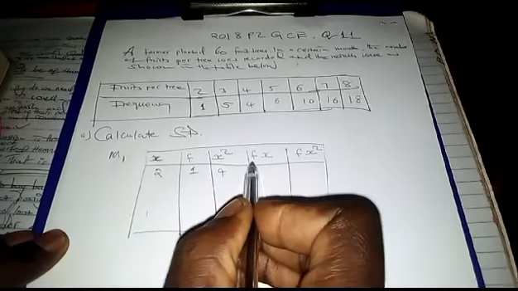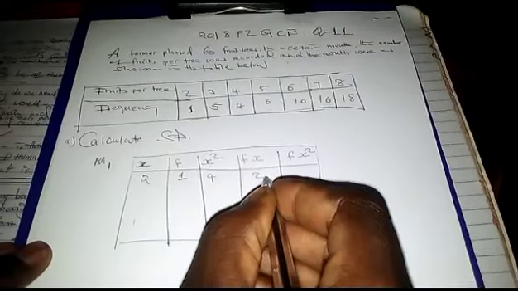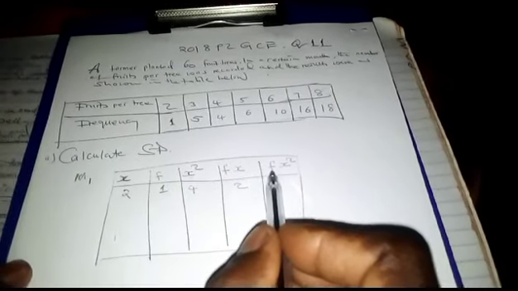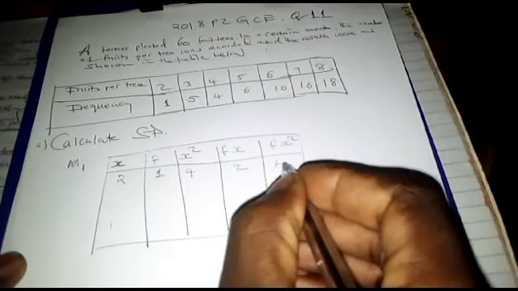Then now we're going to multiply the midpoint times the frequency, which is 1 times 2, and that will give us 2. Then we're simply going to multiply the frequency times the square of the midpoint. So it will be 1 times 4, and this will give us 4. So this is our first row. Very easy, right? We move on to the second one.